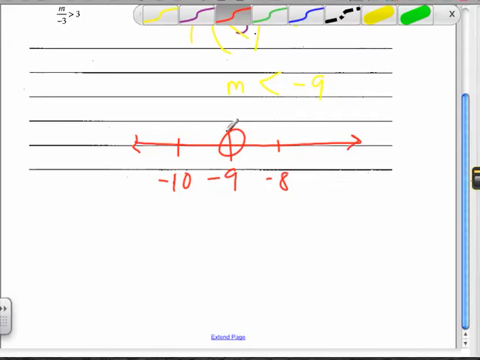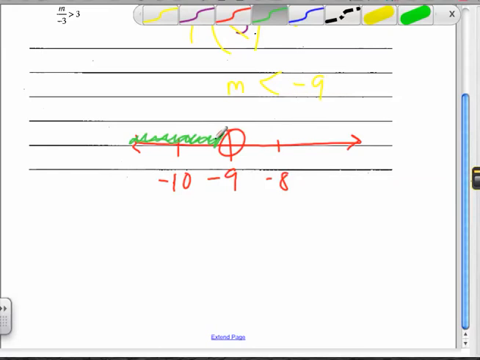And I'm going to go back up to the inequality and read it again. It says m is less than negative 9. Should I shade to the left, Ethan, or to the right? To the left. There we go.